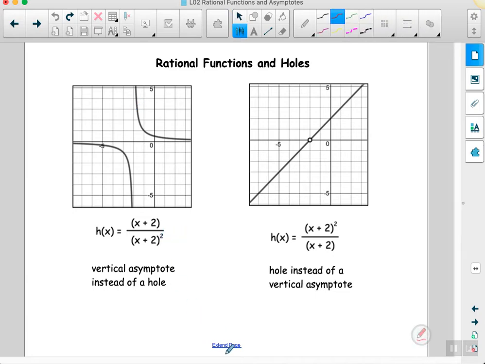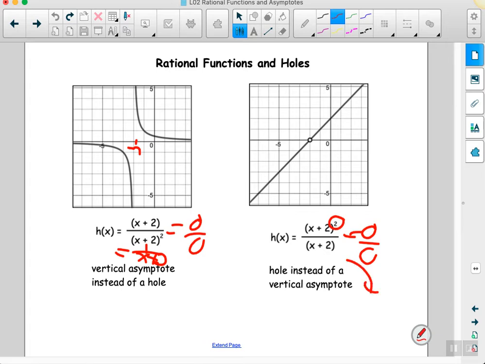So here we are at negative 2. I'm going to get 0 over 0. But here I have an extra factor in the denominator. And that extra factor in the denominator translated to a vertical asymptote here. Now let's take a look at the second one. This is also 0 over 0. But we have an extra factor in the numerator.